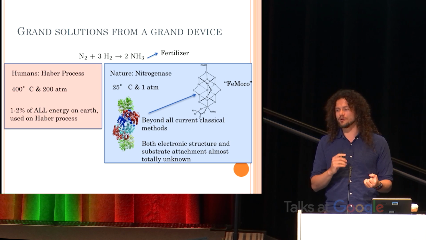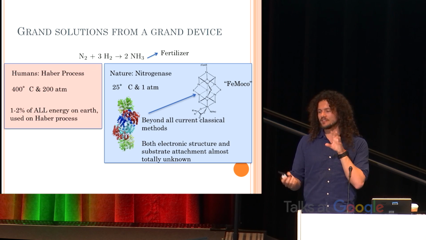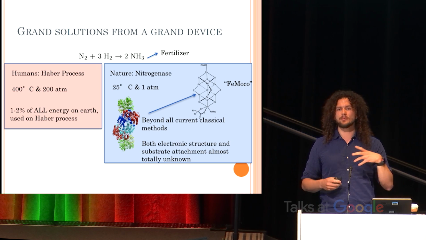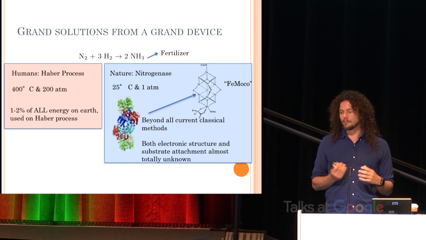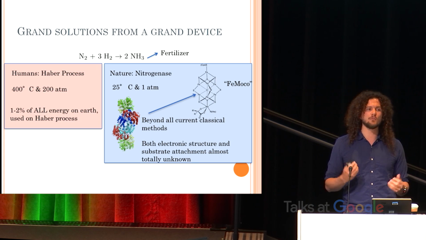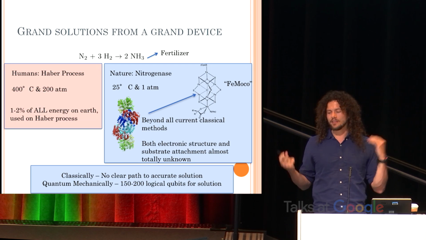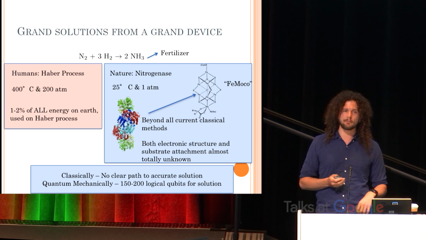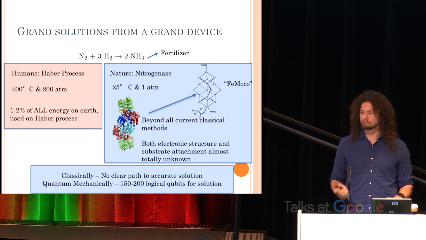And people have managed to boil down in one particular area, in nitrogenase, where the action is happening, to this kind of FeMoco core, as they call it. And people have tried to study this with current methods, and it's beyond the reach of all current classical methods to really understand even where the substrate attachment happens, what the electronic structure process is, and how we can move forward on this problem. And what I want to propose is that while there's no clear path classically, I think quantum mechanically with something like 150 to 200 logical qubits, there's kind of a straight path forward to studying the electronic structure of this problem.